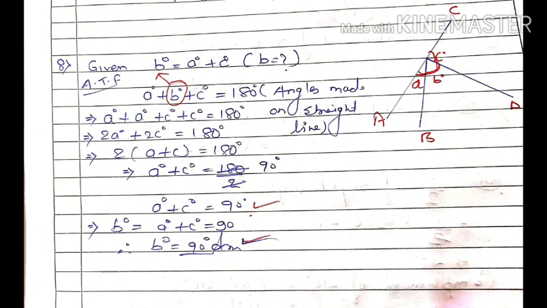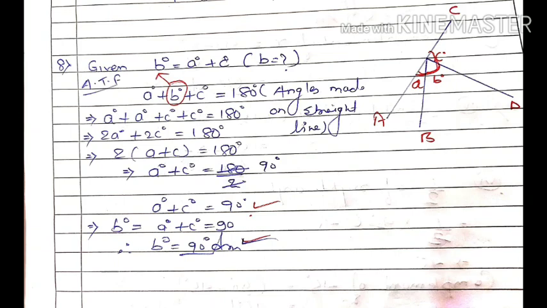So 2a plus 2c equal to 180 degree. What is common? 2 is common. Now learn, if two things are common you can take it common. 2 is common, then bracket a plus c equal to 180 degree. So 2 will go that side, division. So a plus c is 90.